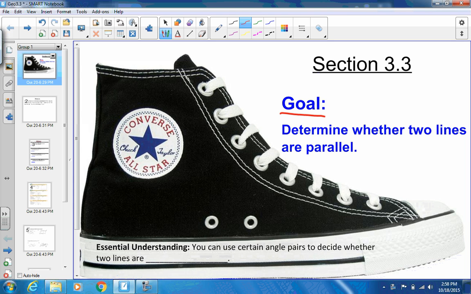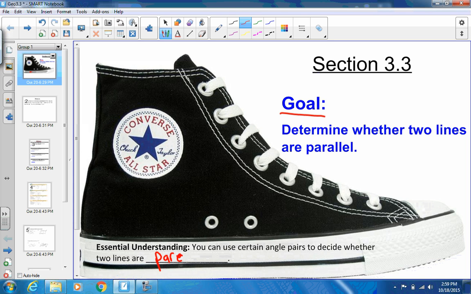So far we've talked about what parallel lines are. We've talked about some theorems that tell us which angles would be congruent or supplementary if we have parallel lines. Now we're going to go backwards and see what we can use to determine if lines are parallel. Our essential understanding says you can use certain angle pairs to decide whether two lines are parallel.